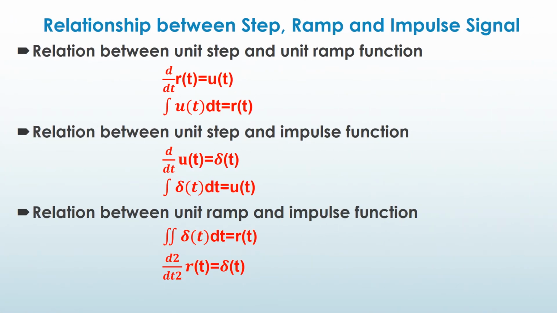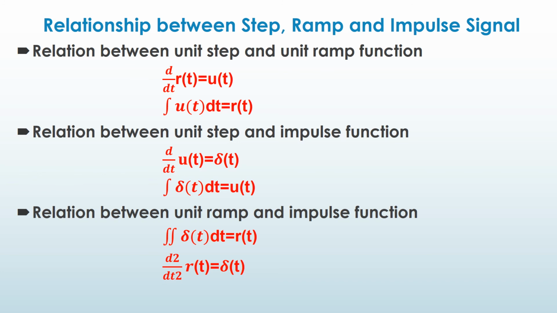So we have discussed all the elementary signals, and there are some relationships between these elementary signals. It is very important to know these relationships for solving many problems in signals and systems. So here I am introducing the relationship between step signal, ramp signal and impulse signal. First, the relationship between unit step and unit ramp function.